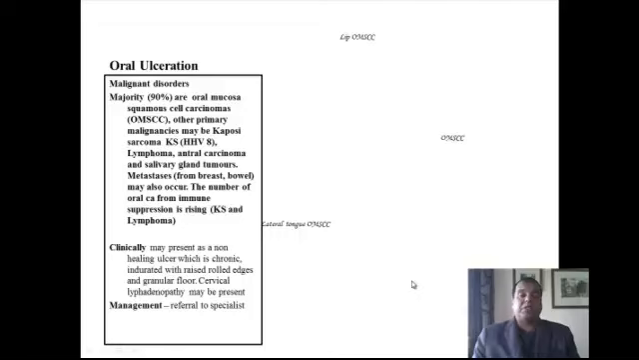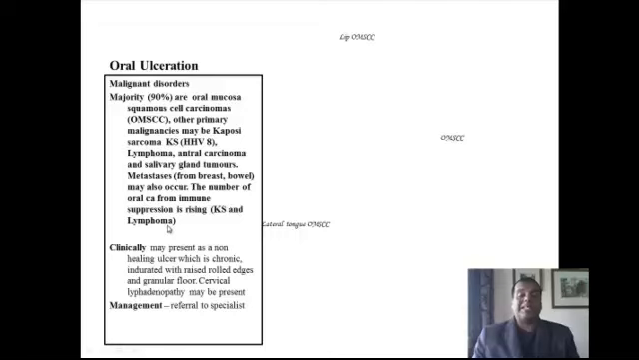If we now focus our attention on malignant ulceration, malignant disorders, the majority, 90%, are oral mucosal squamous cell carcinomas. Other primary malignancies may be Kaposi sarcoma, which is associated with human herpes virus 8, lymphoma, antral carcinoma, and salivary gland tumours, as was covered in previous lectures. Metastases from the breast or bowel may occur. The number of oral cancers from immune suppression is also rising, and evidence for this is Kaposi sarcoma and lymphoma.